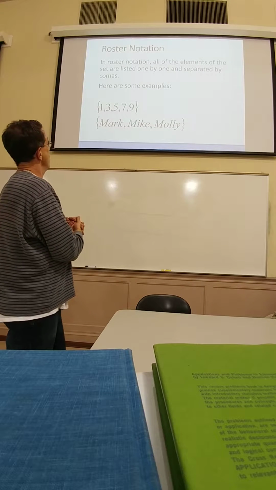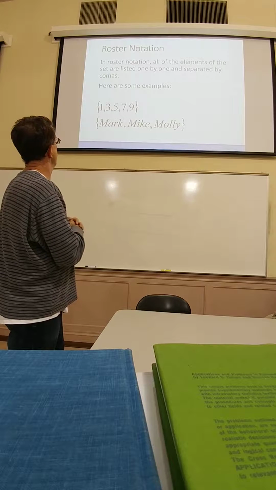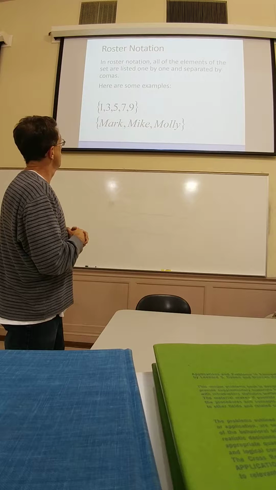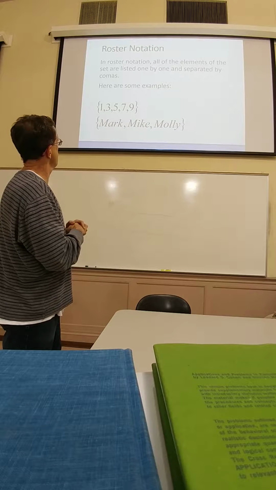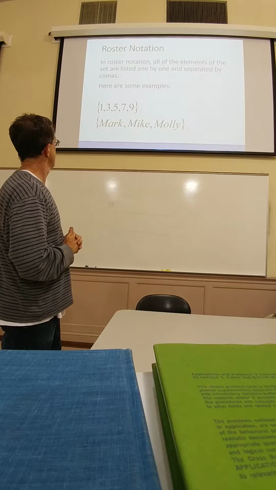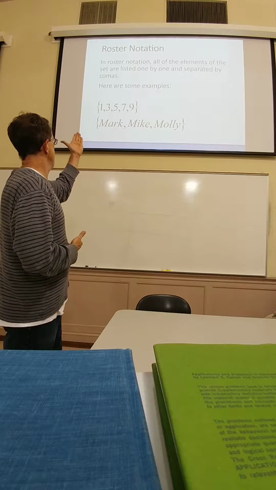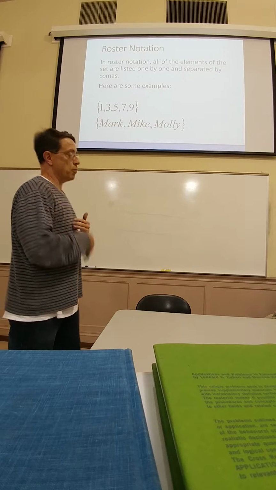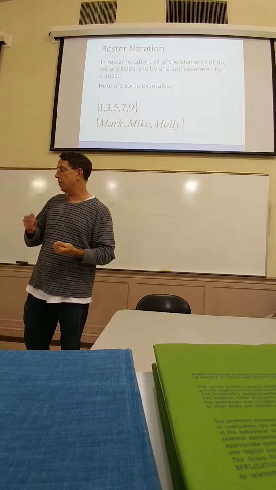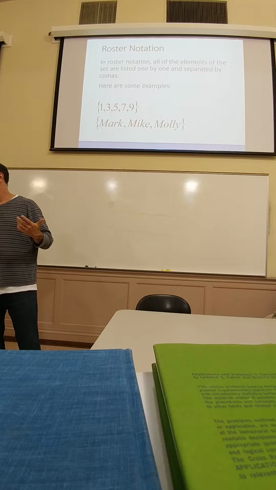Those are all examples of roster notation. If a set is in roster notation, all the elements of the set are listed one by one and separated by commas. So, for example, 1, 3, 5, 7, 9. So really just what we just did. You list the elements, separate by commas, and that's all you do with the squiggly brackets.